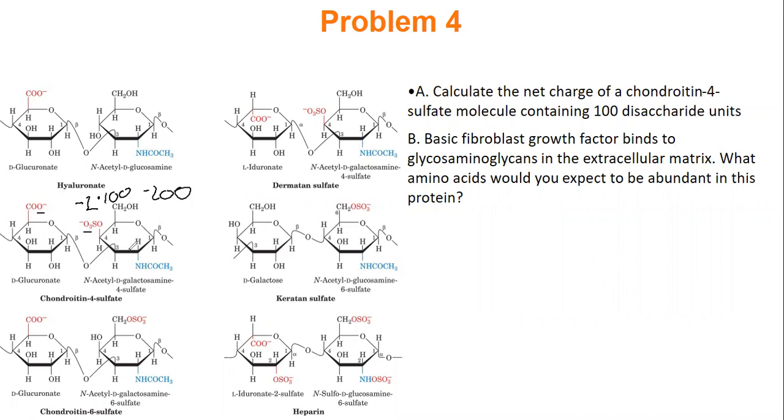And B, basic fibroblast growth factor binds to the glycosaminoglycans in the extracellular matrix. What amino acids are there? Well, if these are negative, I would expect positive to bind, because positive and negative attract. That would be your R and your K.